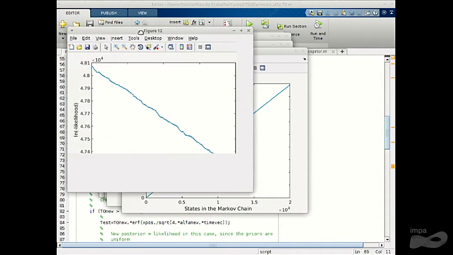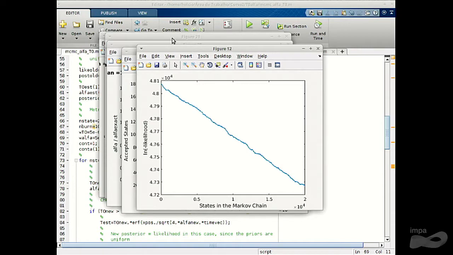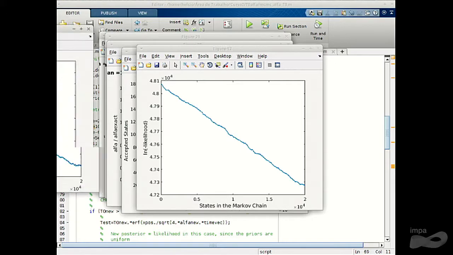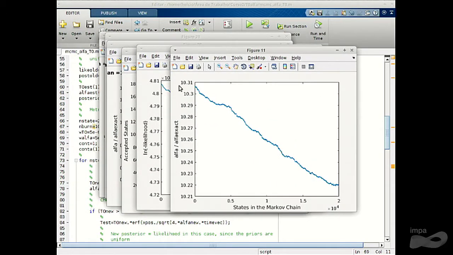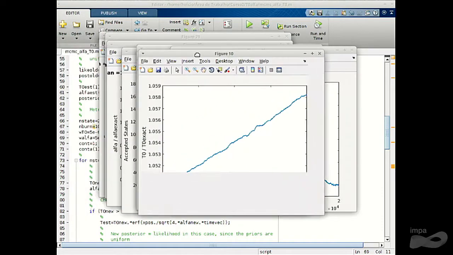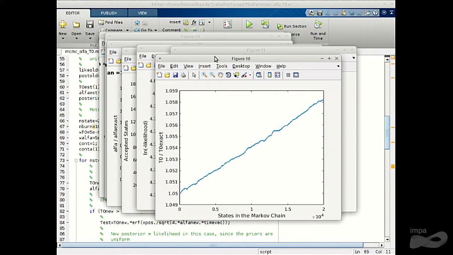But take a look at the likelihood. We can clearly see that the likelihood has still not reached a value where we can consider the chain as a representation of our posterior distribution. This is the chain for alpha. You see, it's still going very slowly here, and this is for T0. So these are bad chains, very bad chains.